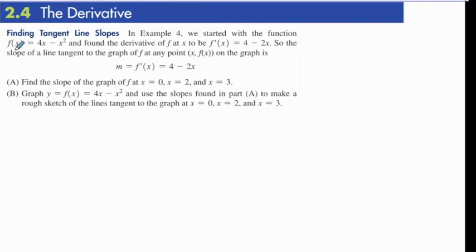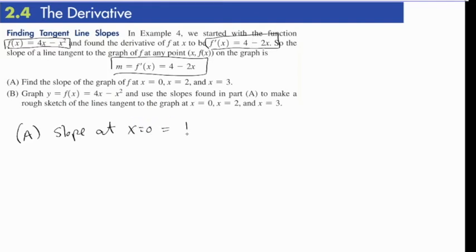Okay, so now we're going to find tangent line slopes. And we saw that we just found the tangent line function for f of x equals 4x minus x squared. And the answer we got was f prime equals 4 minus 2x. And we can now calculate tangent slope of the graph at any point by plugging into our derivative function. So part A says find the slope of the graph at x equals 0. Slope at x equals 0 is equal to f prime of 0. Well, f prime is 4 minus 2x. So it's 4 minus 2 times 0, and we get 4. That means slope at x equals 0 is 4, or 4 over 1.